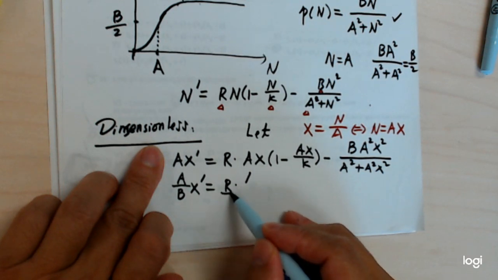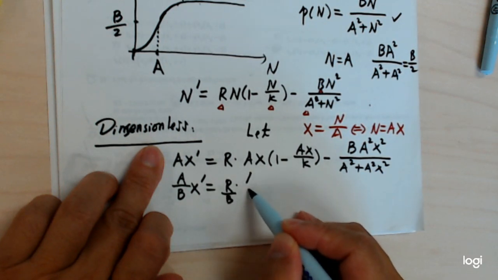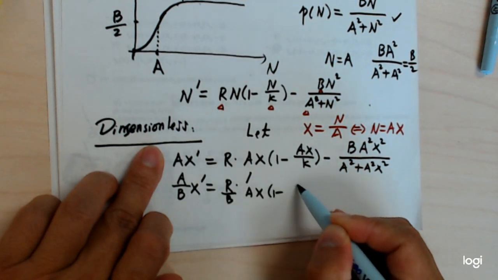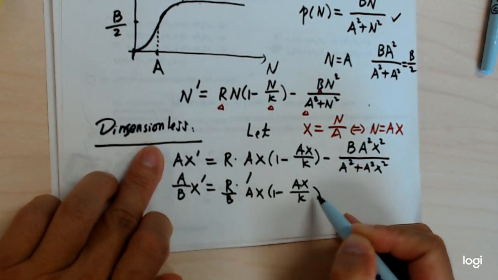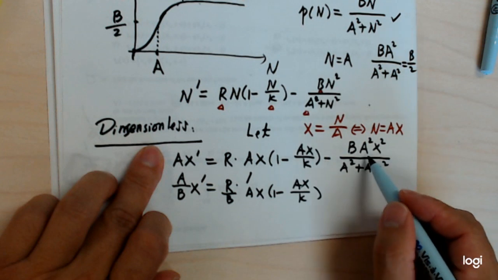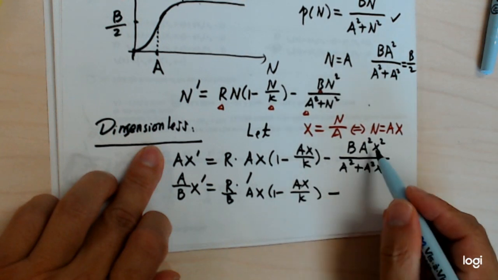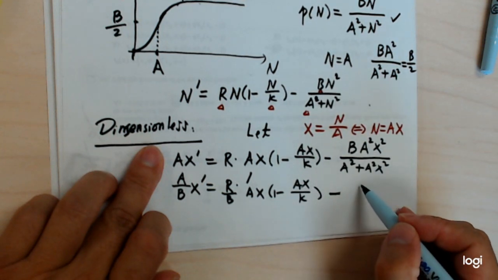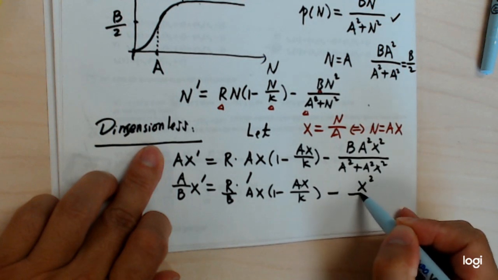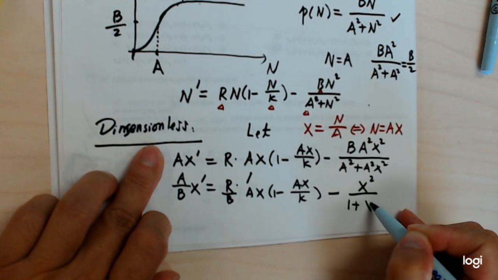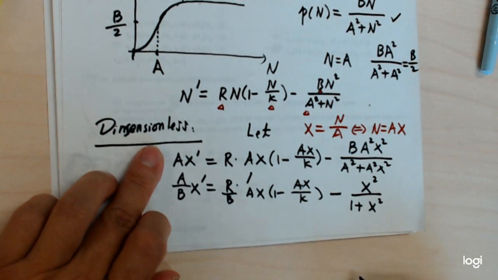R over b times by ax, divide on both sides by b. This is a squared over x squared, and we're going to divide the top and bottom by a squared. Divide by a squared, divide by a squared. Alright?